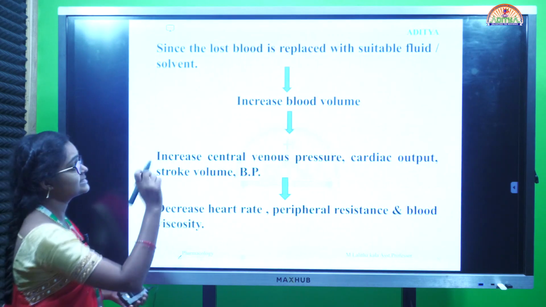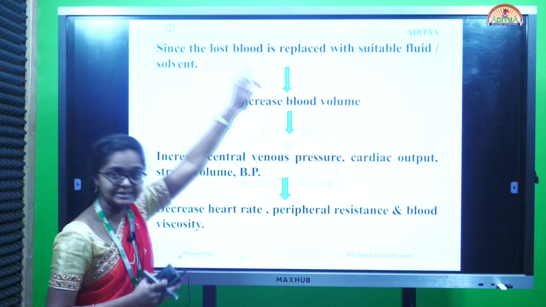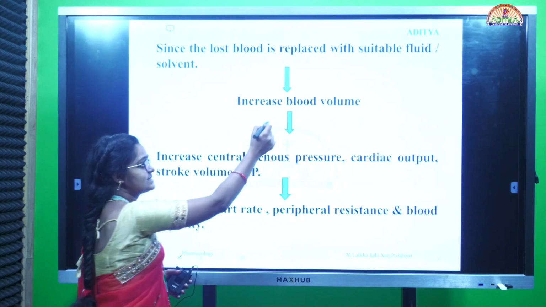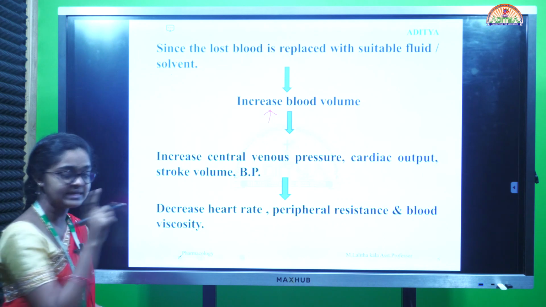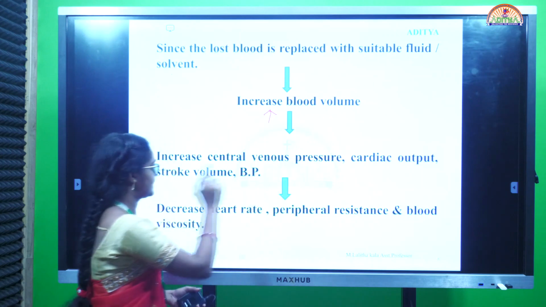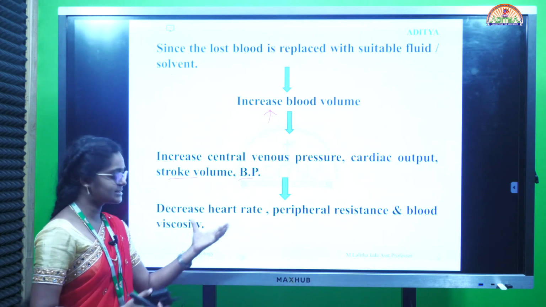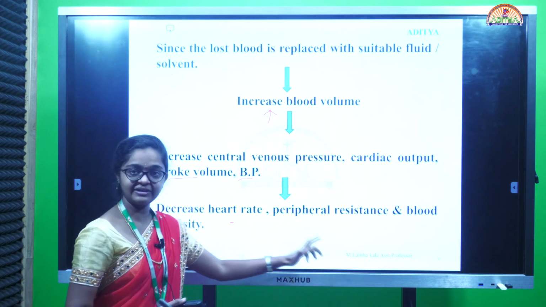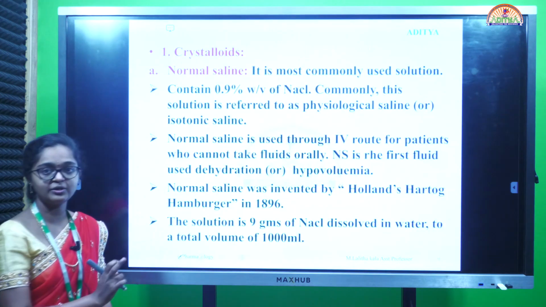Since the water moves from the interstitial space to the intravascular space, the lost blood is replaced with a suitable fluid. Next, it increases the blood volume within the body. Next, it increases central venous pressure, cardiac output, stroke volume and blood pressure, and these decrease the heart rate. So, it is used in the treatment of heart diseases, heart failure, peripheral resistance and blood viscosity. This is the mechanism of action of plasma volume expanders.